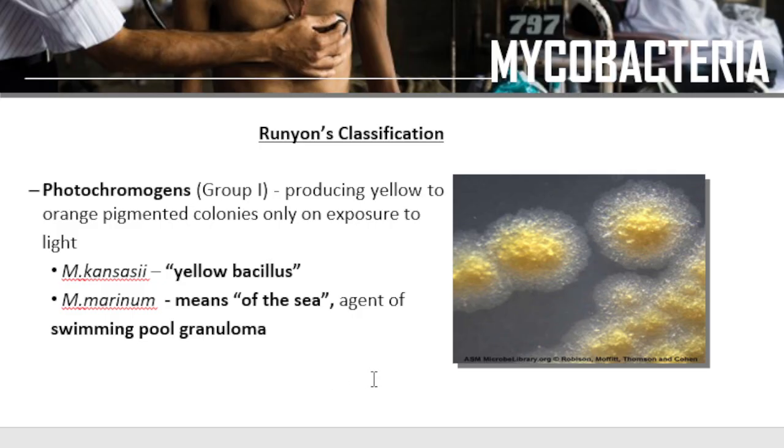For example, Mycobacterium kansasii produces a yellow color. That's why it is known as the yellow bacillus. Their colonies appear smooth to rough with wavy edges and dark centers when grown in Middlebrook 7H10 agar. Now, Mycobacterium marinum, marinum means of the sea, from the name. So this is the agent of the swimming pool granuloma. This has been implicated in diseases of fish and isolated from aquariums.